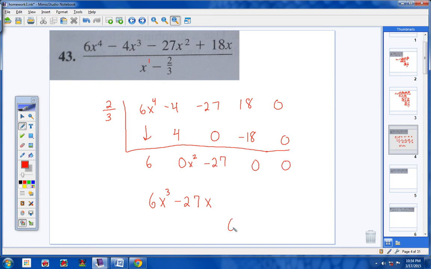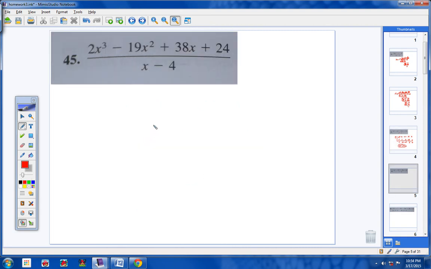So if you wrote the whole thing out, it'd be 6x cubed plus 0x squared minus 27x plus 0x, and the remainder is 0, so plus 0. There's no need to write all of that, although you're welcome to. I don't mind that, but the best answer is to write it just like this. So there you go. Synthetic division can be used in place of long division.